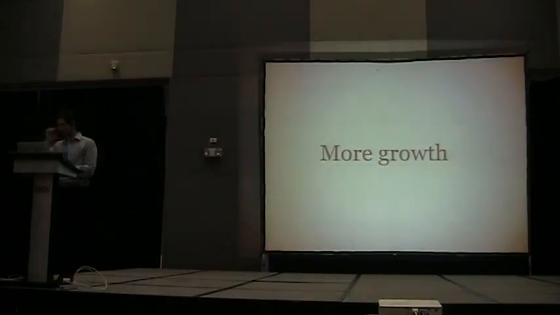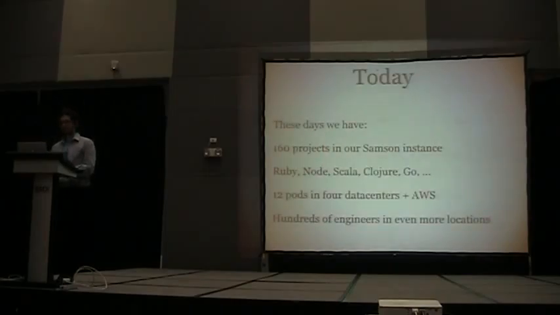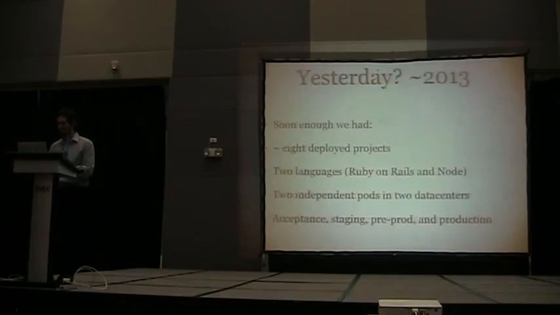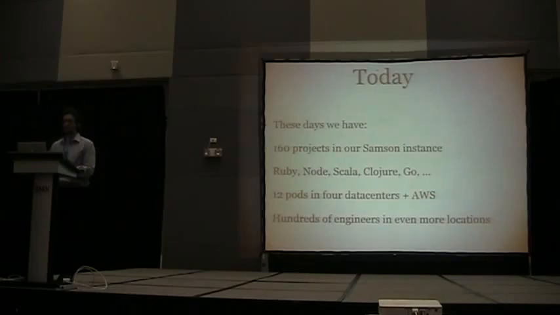So, how has Samson kept up, or how has our deploy process kept up with our growing needs? I guess we'll wind forward to the present day. So the numbers on this slide are bigger than the numbers on the other slide. Just to compare, this was a few years ago, back to 8 projects and only a couple of languages. We've got a lot of different projects being deployed now. We've scaled up into lots of different data centers, and we've got a lot of engineers.